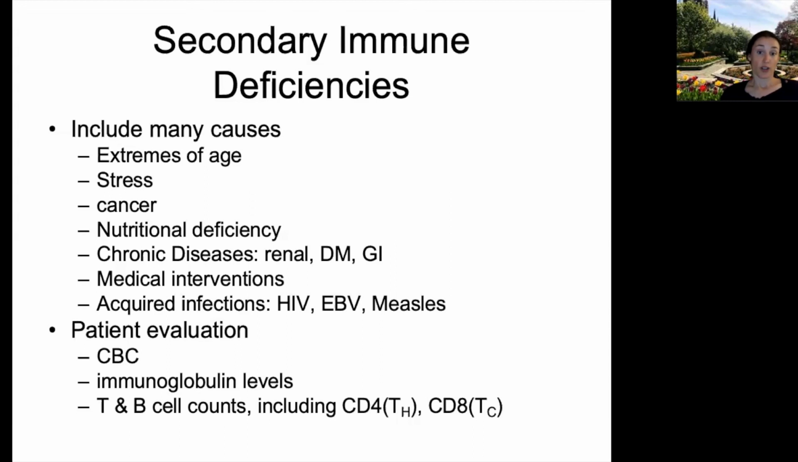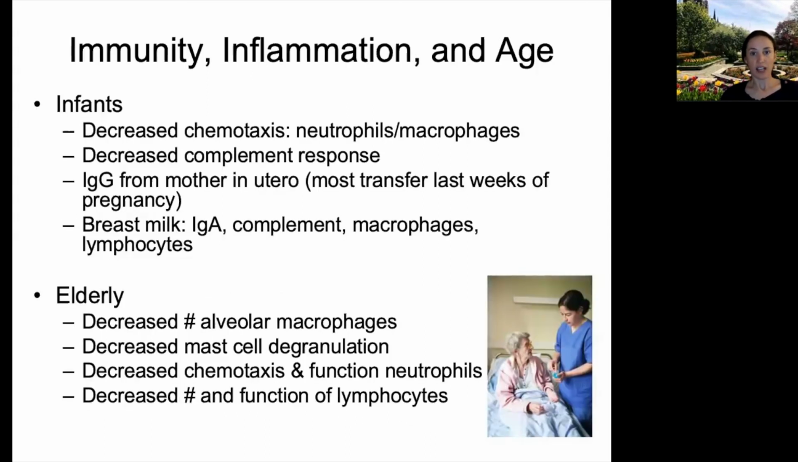We're going to evaluate these patients by looking at their complete blood count so that we can see what their white blood cells look like, their immunoglobulin levels, their B and T lymphocyte cell counts, including the CD4 T helper cell and the CD8 T cytotoxic T cell. So infants have less chemotaxis, so attraction of neutrophils and macrophages to the source of infection. They also have decreased complement response.